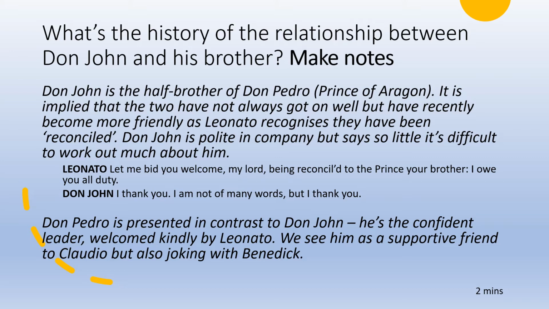Don Pedro is presented in contrast to Don John. He's the confident leader, welcomed kindly by Leonato. We see him as a supportive friend to Claudio, but also joking with Benedick. Often in Shakespeare plays, pretty much all of them, characters have opposites, or characters that balance them out. Don John and Don Pedro are those. Don Pedro: confident, assured leader, able to have a laugh, got a sense of humour. Don John, we don't know so much about him, very quiet, stands around with a poker face. Ideal role for Keanu Reeves, really, and he did it very well. So that's just 2 minutes there. We'll go on to the next slide.